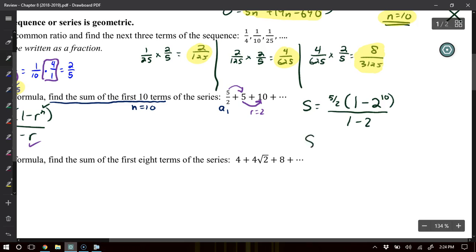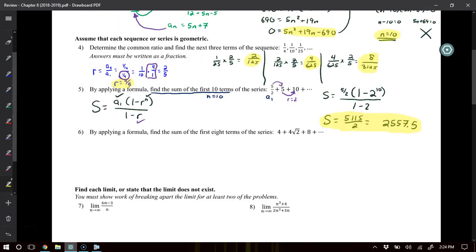So that's my answer. My sum is 5,115 halves. Now in this case, since it's halves, it's not a bad decimal for us to use. If it was thirds, you would not use the decimal because that is a repeating decimal. You'd have to give me the exact fraction. Either one of those are acceptable.